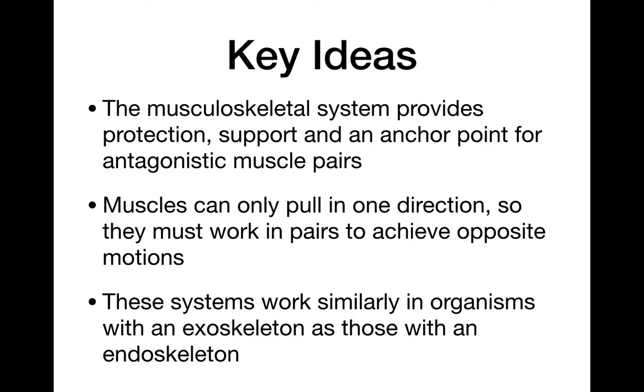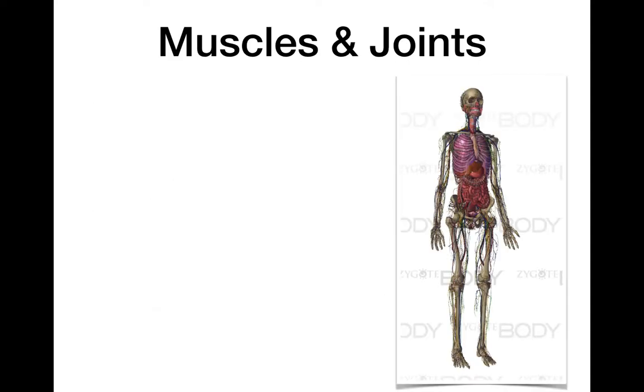Okay, key ideas. The musculoskeletal system provides protection, support, and an anchor point for antagonistic muscle pairs. Muscles can only pull in one direction, so they must work in pairs to achieve opposite motions. These systems work similarly in organisms with an exoskeleton as they do with an endoskeleton.